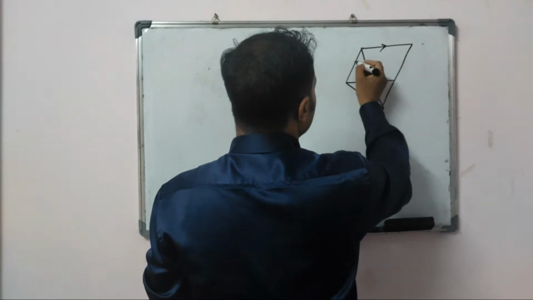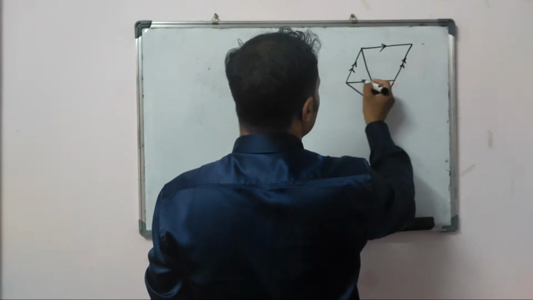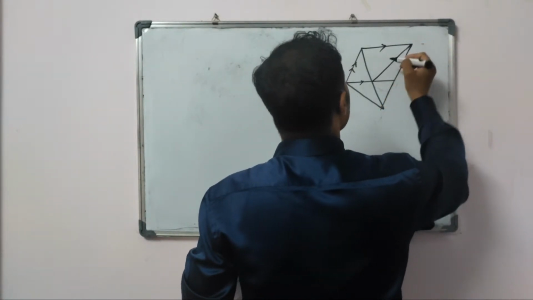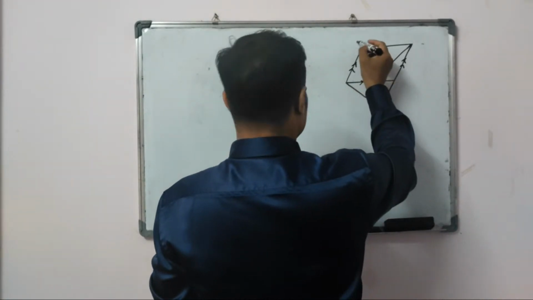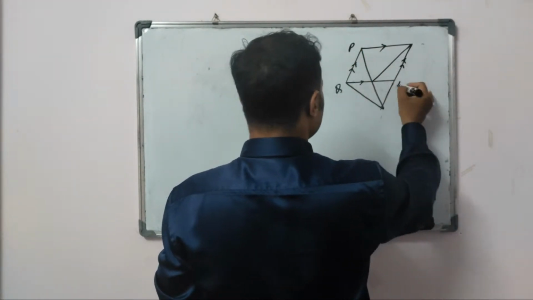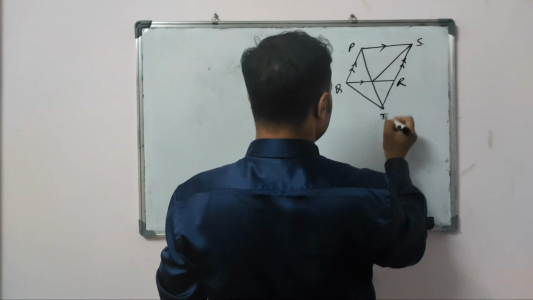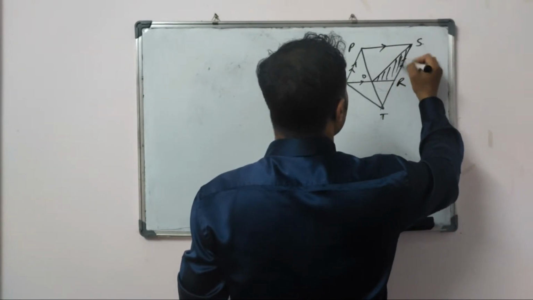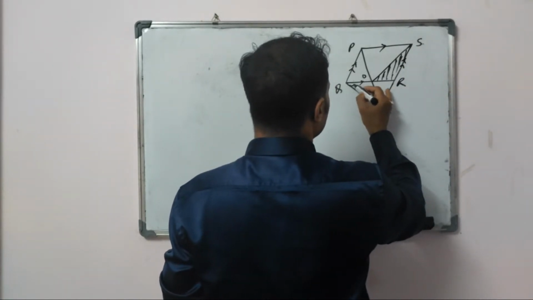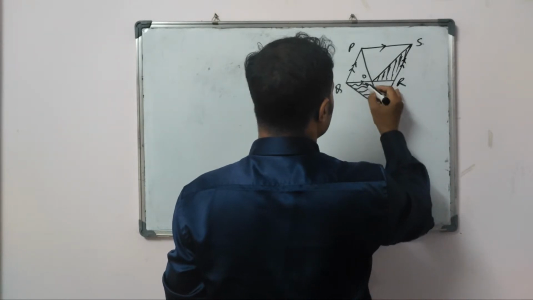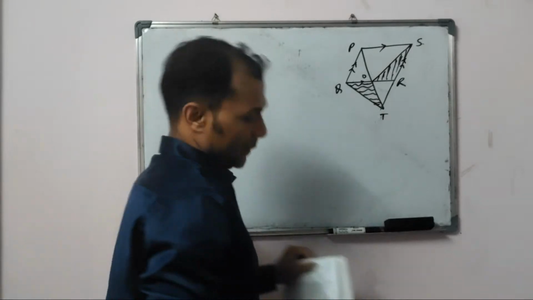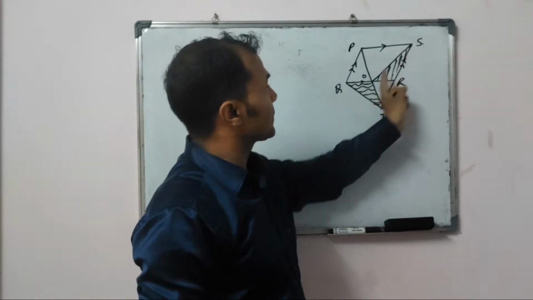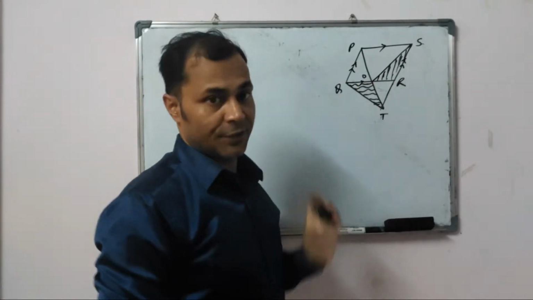Okay. So this is a parallelogram. And this is connected to this. Now you need to prove, P, Q, R, S, T, O, that this area is equal to this area. You need to prove that area of triangle SOR is equal to triangle OQT.